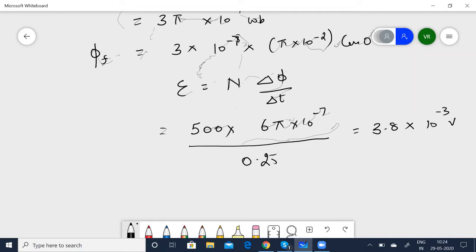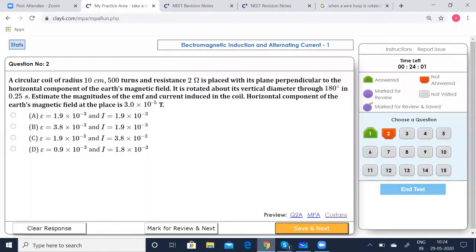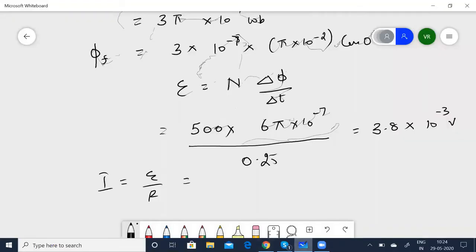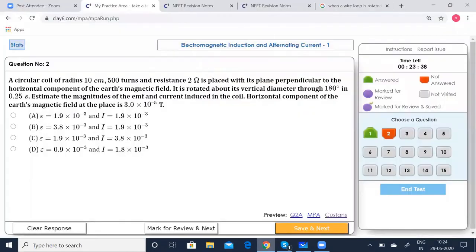And magnitude of current, I is equal to E by R, or 3.8 divided by R, R is given as 2 ohms. So 3.8 into 10 to the power of minus 3 divided by 2, that gives you 1.9 into 10 to the power of minus 3 amperes. So let's see which option is correct. 3.8 and 1.9. Yes, option B is correct. Save that, go to the next.